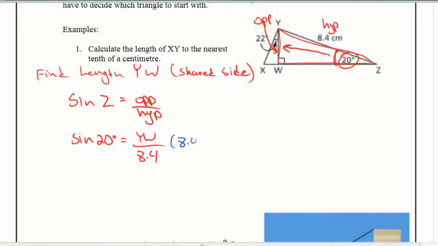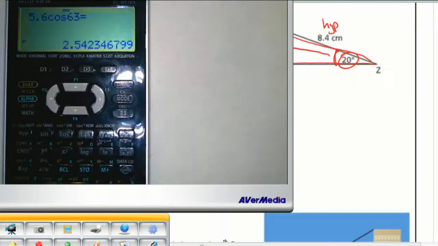I'm going to multiply both sides by 8.4, so it cancels there, and I get YW equals 8.4 times the sine of 20 degrees. Plug it into my calculator: 8.4 sine 20. I'm not using the inverse sine because I have the angle already. If I didn't have the angle, then I'd use the inverse sine. So YW equals 2.87.